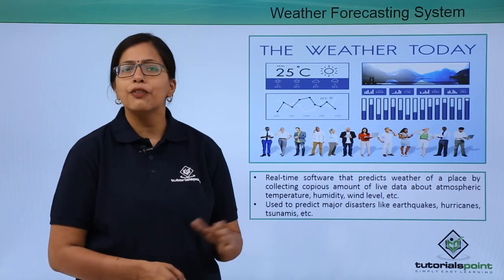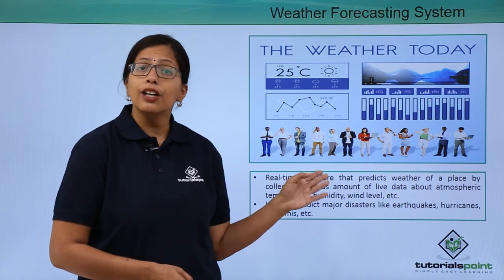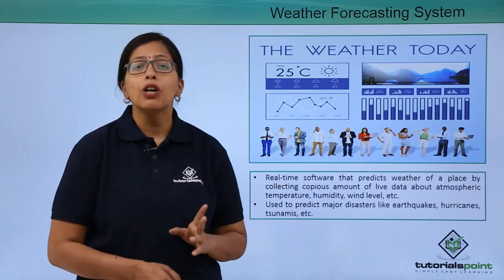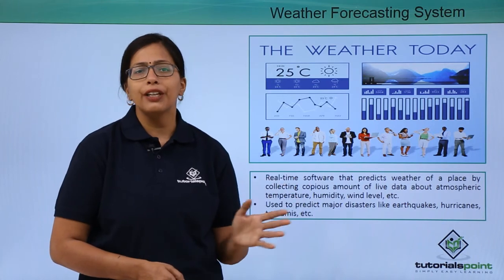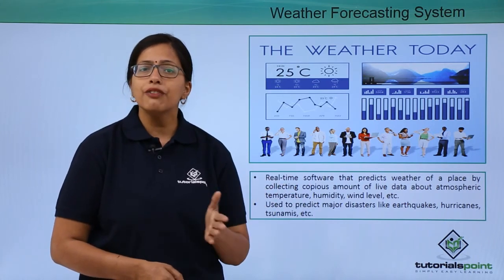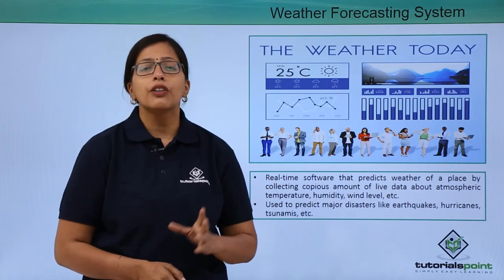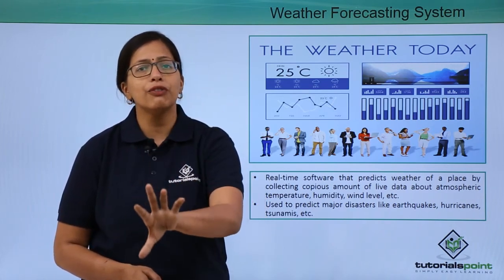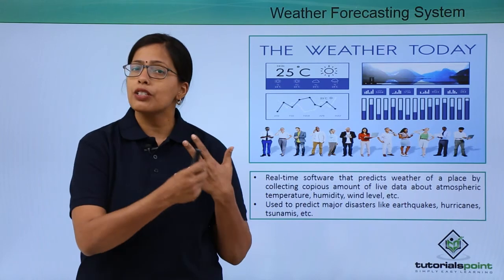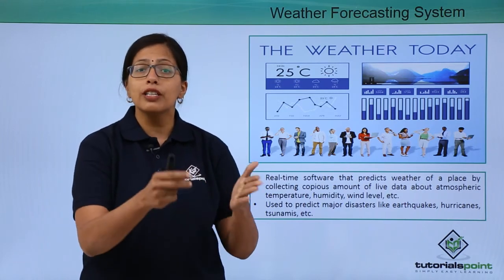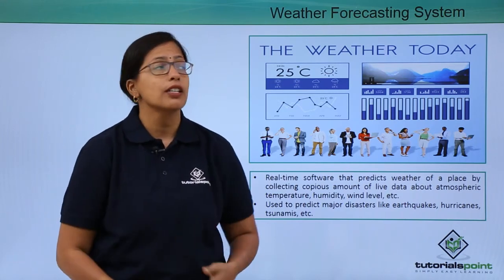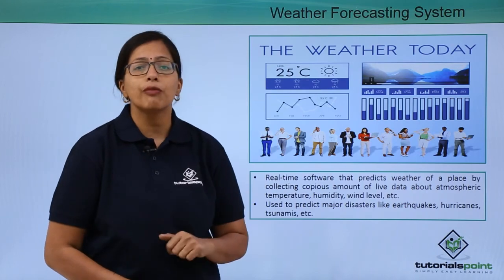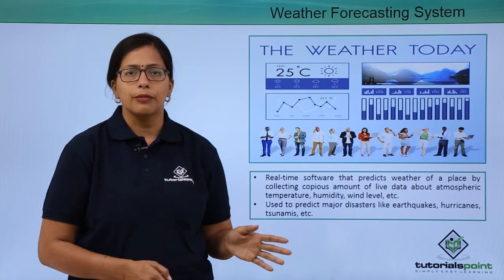Last but not the least, weather forecasting system. It is a very important system which is a real-life system. Why a real-life system? Because it has to record all the real-life data at any point of time, at any given place. What is the temperature, what is the humidity, rainfall, what is going to happen in the next couple of hours. This is all taken care of by the weather forecasting system.